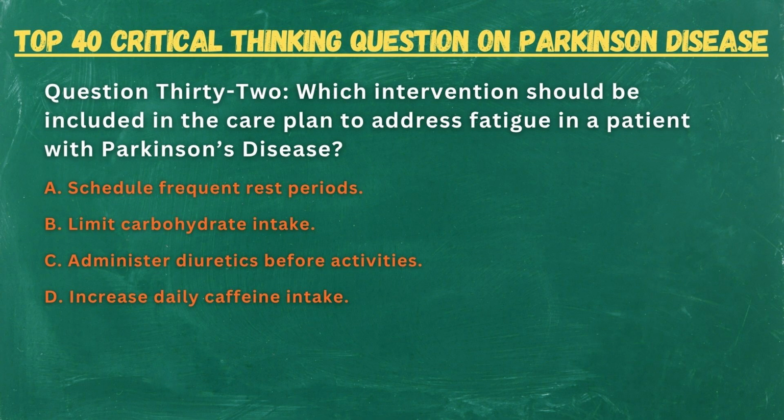Question 32. Which intervention should be included in the care plan to address fatigue in a patient with Parkinson's disease? A. Schedule frequent rest periods. B. Limit carbohydrate intake. C. Administer diuretics before activities. D. Increase daily caffeine intake. Answer: A. Schedule frequent rest periods.